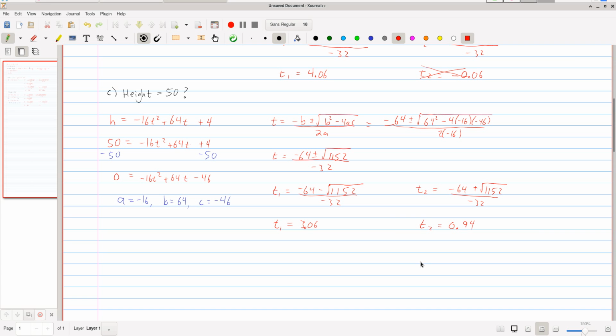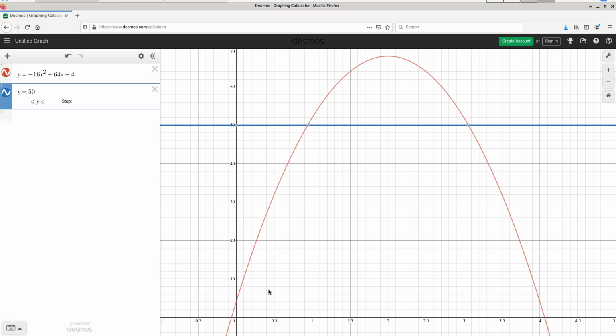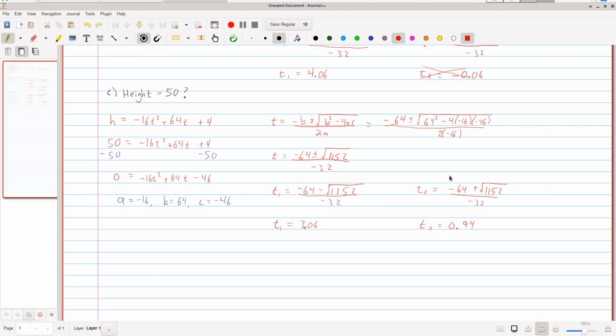The question also asks, why do we have two solutions for this when we didn't have two solutions for the previous problem? If you look at a graph, this might give some idea. The ball is thrown from 4 feet high. It heads upward and crosses the 50-foot threshold, continues on, and then on its way down crosses it a second time. That is why we have two solutions for this problem.